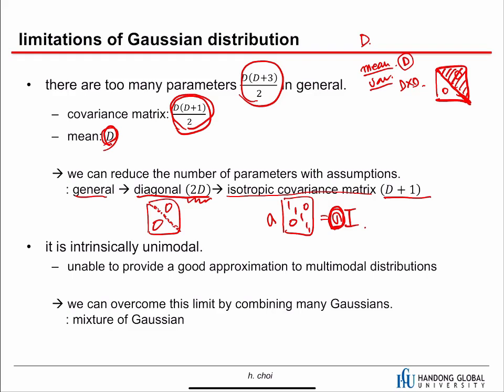Okay, and there is another limit in Gaussian distribution. It is intrinsically unimodal. Unimodal means we have one bump in a Gaussian distribution. So it cannot provide a good approximation to multimodal distributions. What if the distribution looks like this? Then a single Gaussian cannot model this kind of multimodal distribution. We have this kind of case many times.